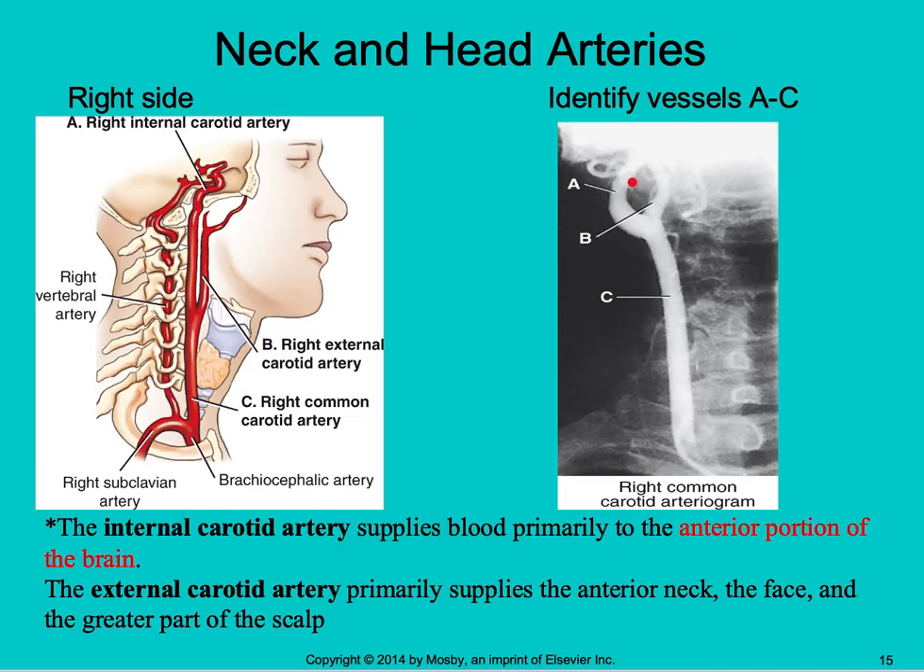internal carotid. So the internal carotid artery supplies blood primarily to the anterior portion of the brain, and the external carotid artery primarily supplies the anterior neck, the face, and the greater part of the scalp. So that's for your external carotid artery. The internal carotid is the anterior portion of the brain.